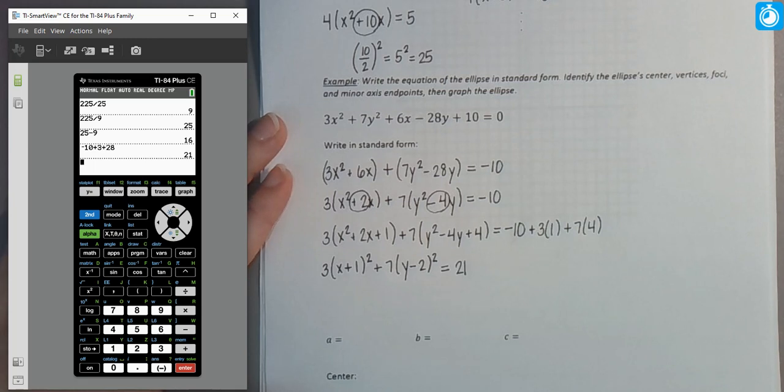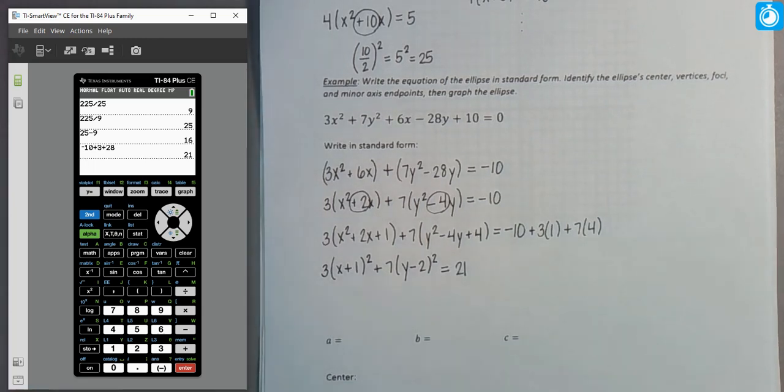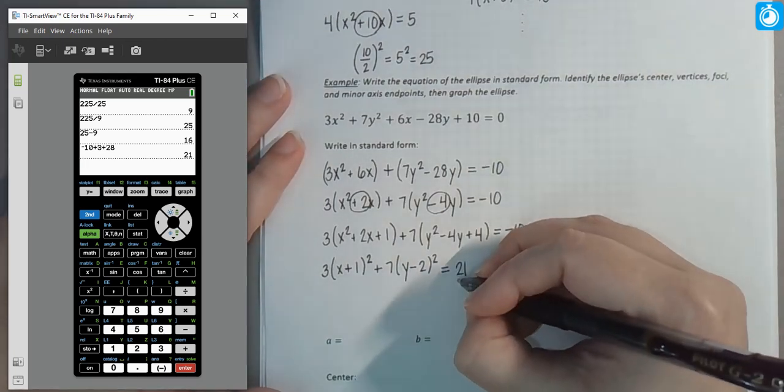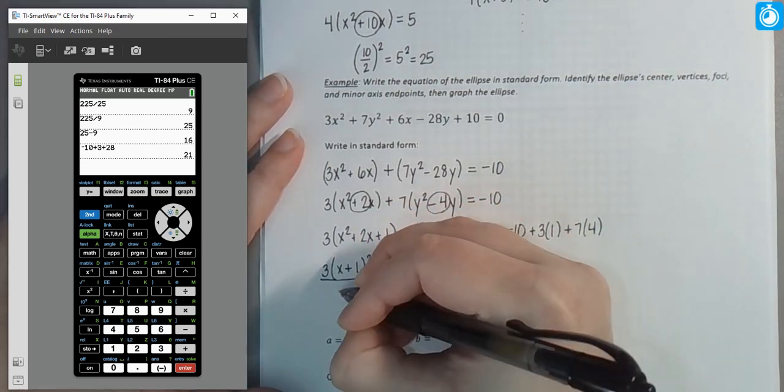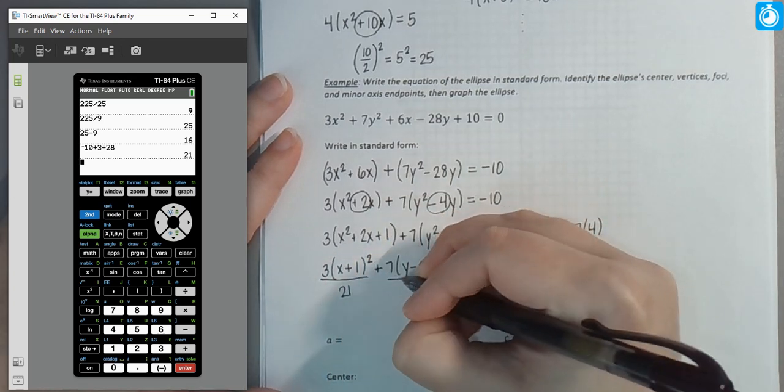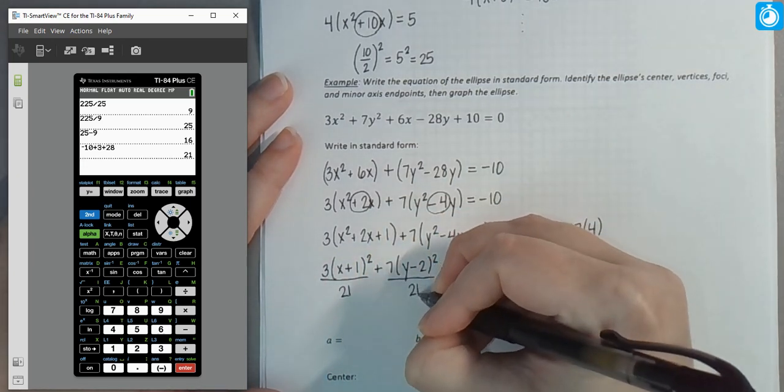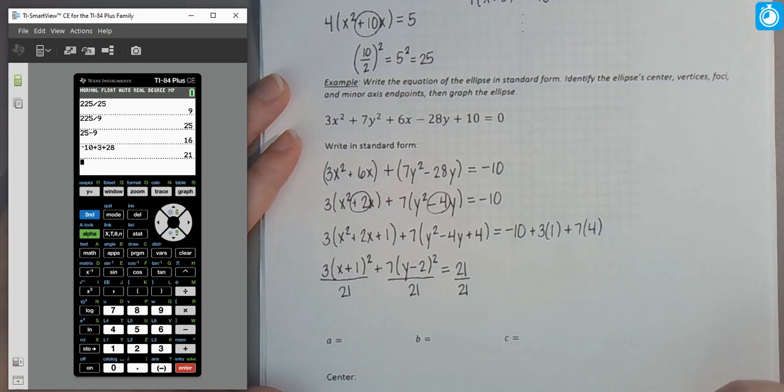Okay, so we're almost there. But remember, we need to have a 1 on the right-hand side in order to be in standard form. So this is similar now to the problem we worked before where we had to put it in standard form. Whatever number we want to turn into a 1, we're going to divide by that number, all three terms, and that's going to put us in standard form. So we're going to reduce those values.